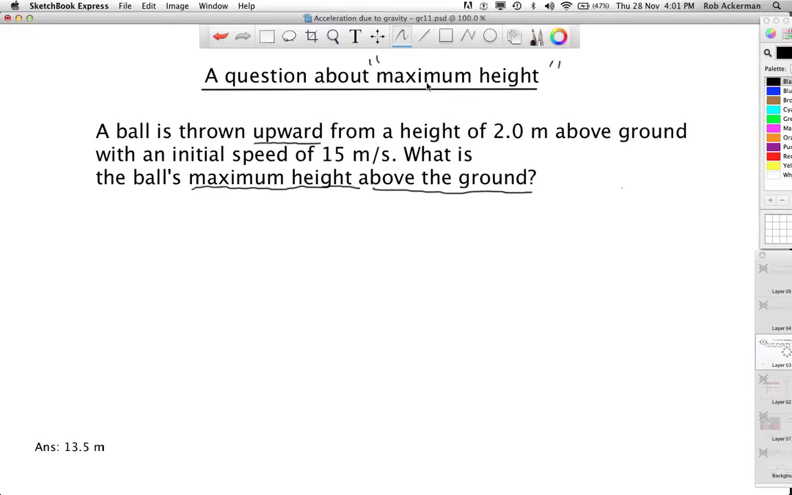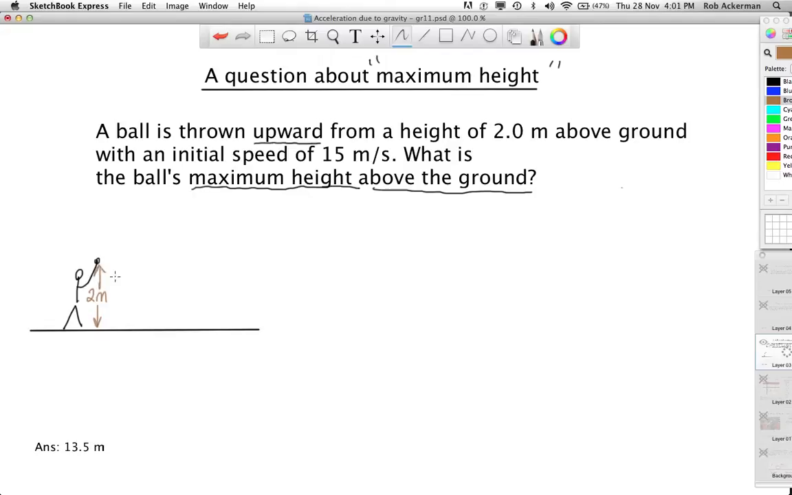Now the first thing you should do is draw a picture to get an idea of what's really going on here. So here's the ground, and here's a physics student who is throwing the ball upward. Now it says that the person throws the ball from a height of 2 meters. So I'm going to show 2 meters is the starting height.